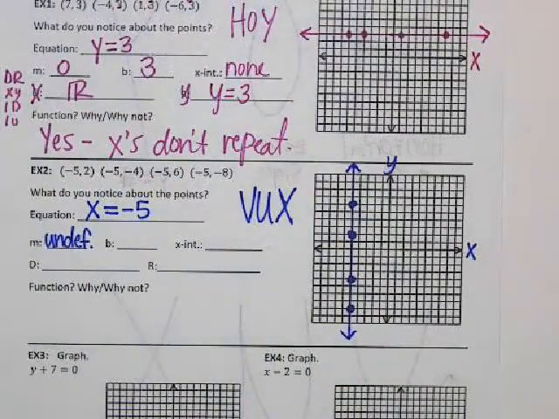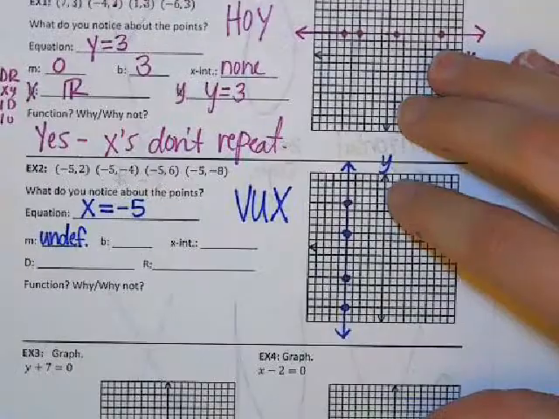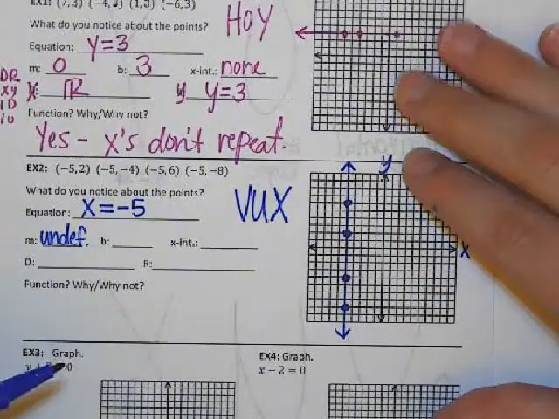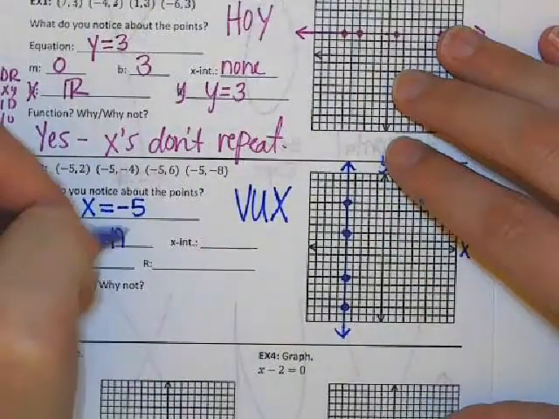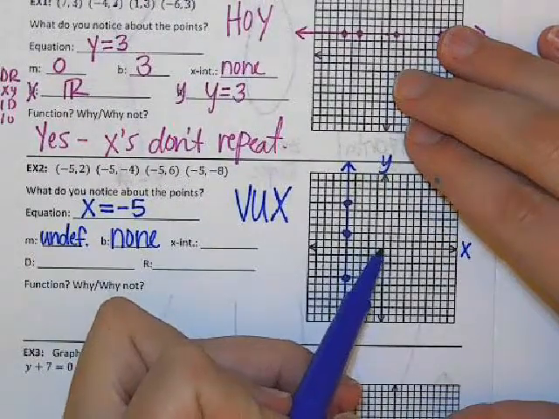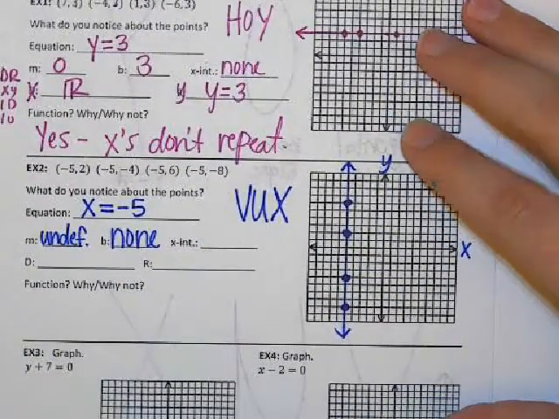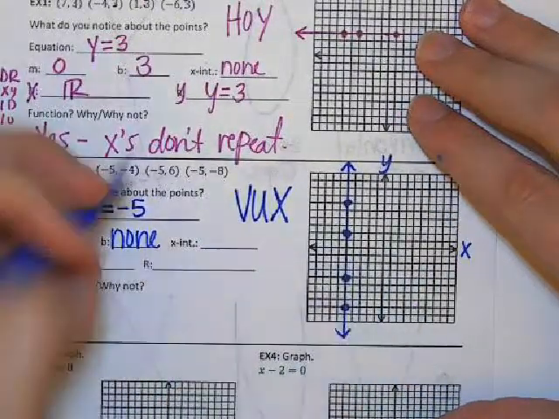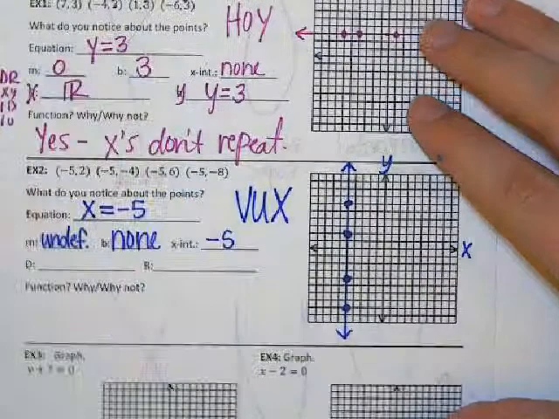B. What's B stand for? Y-intercept. Does it cross the y-axis? No. So do I put 0? No. You put none. I can't say 0 or you're telling me that it crosses at 0 and it doesn't. My x-intercept, does it cross the x-axis? Yes, where? -5.